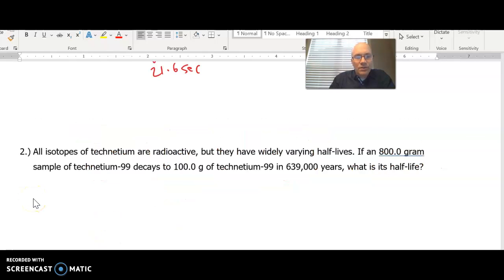The next problem is very similar. We're going to take an 800-gram sample. One thing about these, a lot of times you see this little number, technetium-99. All right, that number never really gets used in the math. That's just the name of that particular isotope. So we want to see how long it would take for it to get to 100 grams.